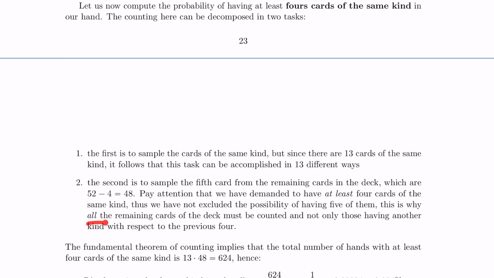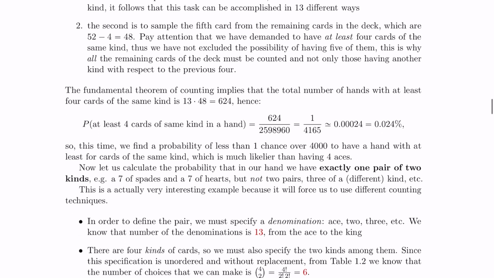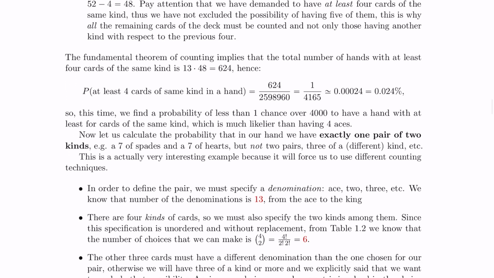So all the remaining cards of the deck must be counted, and not only those having another kind with respect to the previous 4. Since we have decomposed the job of counting in 2 different tasks, we have to apply the fundamental theorem of counting, which says that the total number of hands with at least 4 cards of the same kind is 13 times 48.